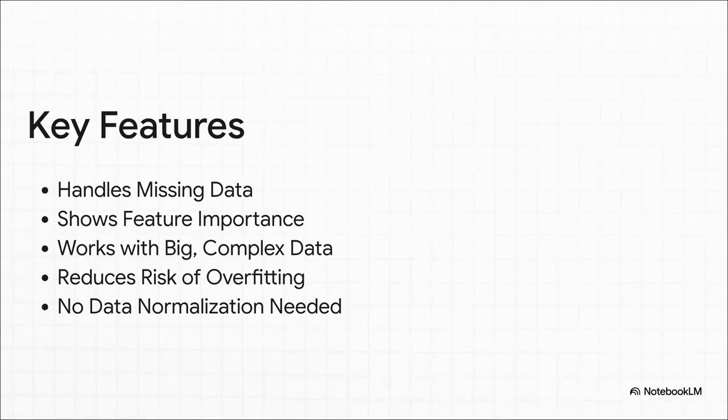The benefits are huge. It can handle missing data without you having to do a ton of cleanup first. It can actually tell you which of your data points were the most important for making the final decision, which is awesome. It handles huge, complex data sets like a champ. And this is a big one. It dramatically reduces the risk of overfitting. That's when a model gets too smart for its own good and just memorizes the training data instead of learning the actual patterns. Oh, and bonus, you usually don't need to normalize your data beforehand.